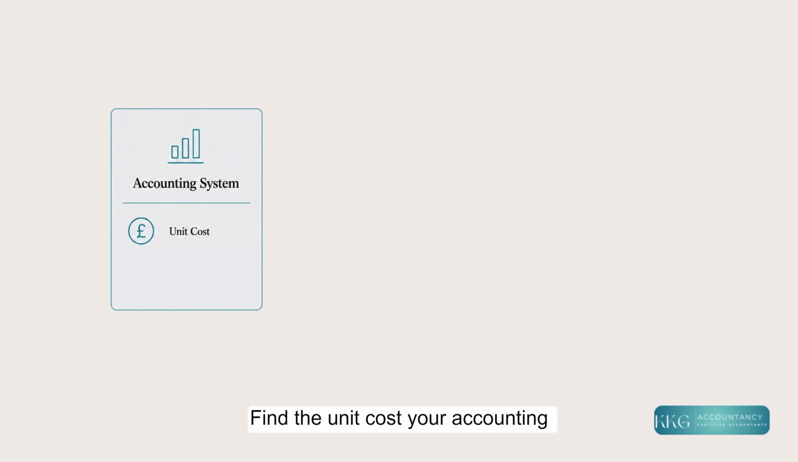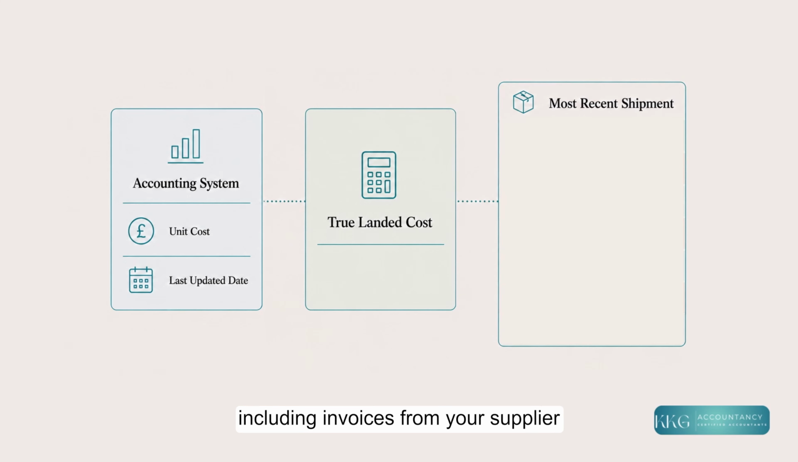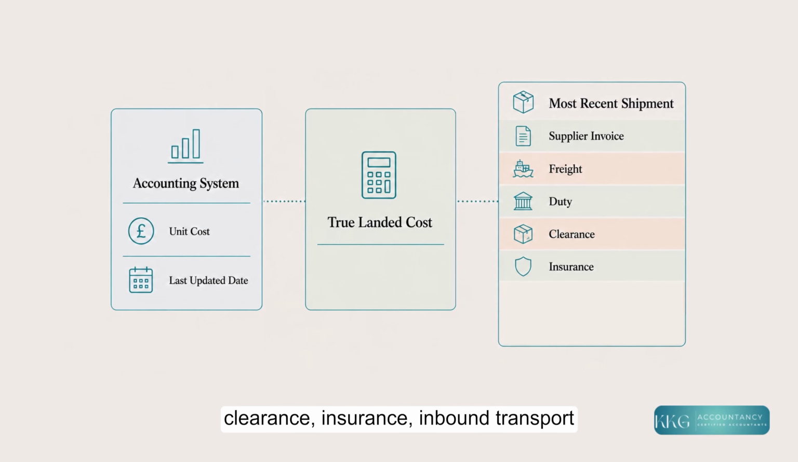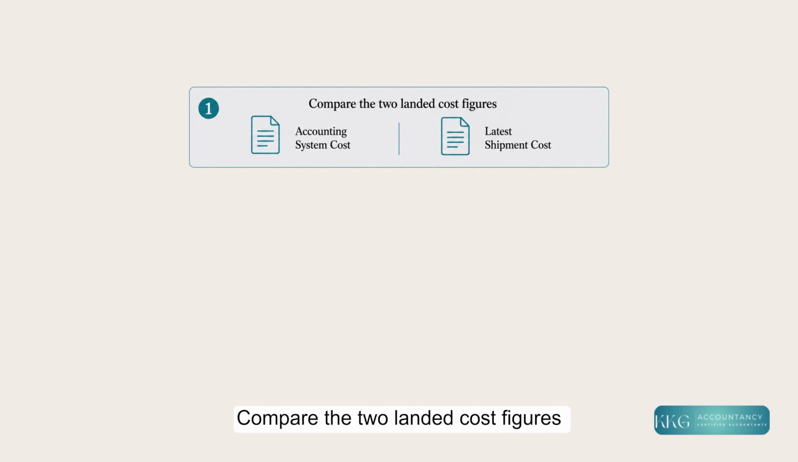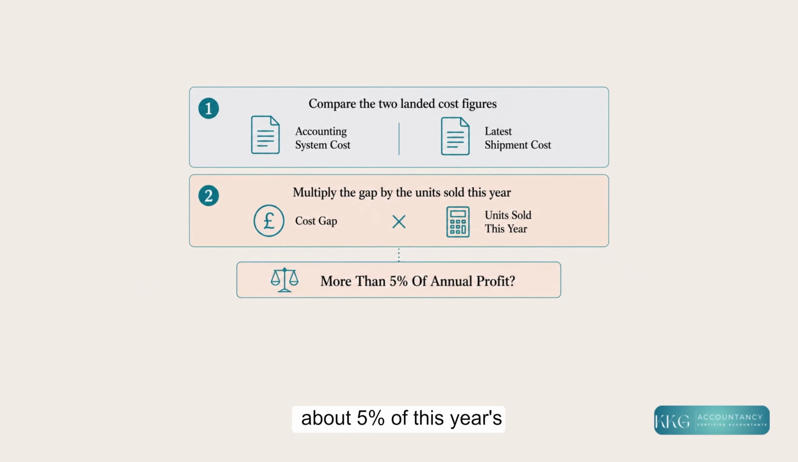Now here's a sanity check you can perform yourself on your 3 highest volume products. Find the unit cost your accounting system is using and the date it last changed. Rebuild the true landed cost from your most recent shipment, including invoices from your supplier, freight, duty, clearance, insurance, inbound transport, and all other costs incurred in bringing your inventory to its current location and condition. Compare the 2 landed cost figures and then take the gap and multiply it by the units you've sold this year. As a rule of thumb, anything more than about 5% of this year's profit is worth acting on now.